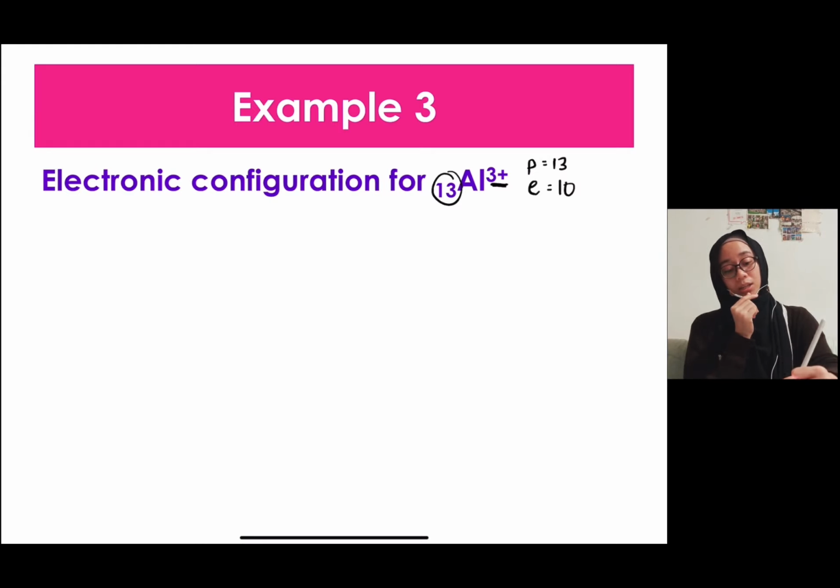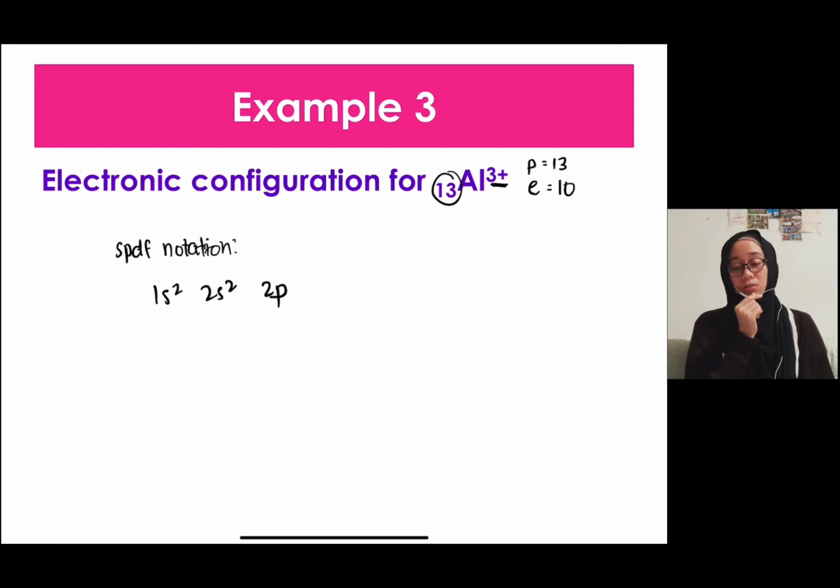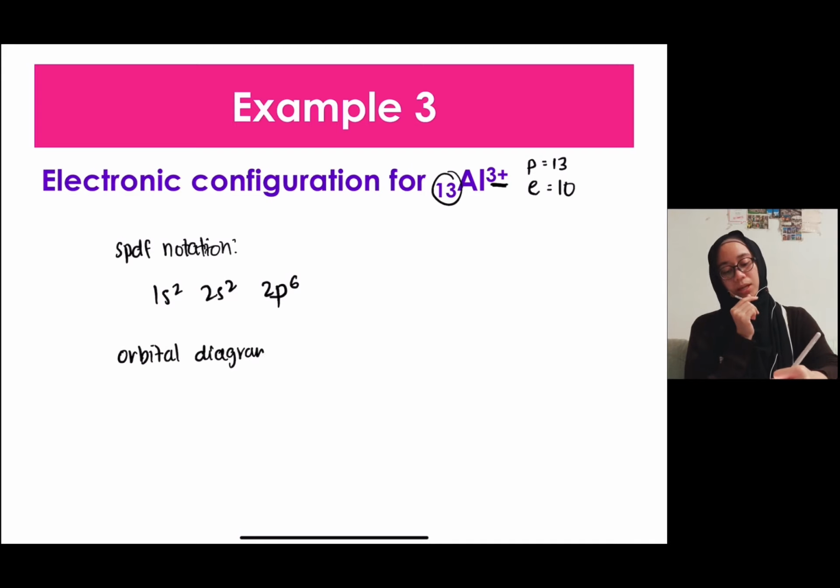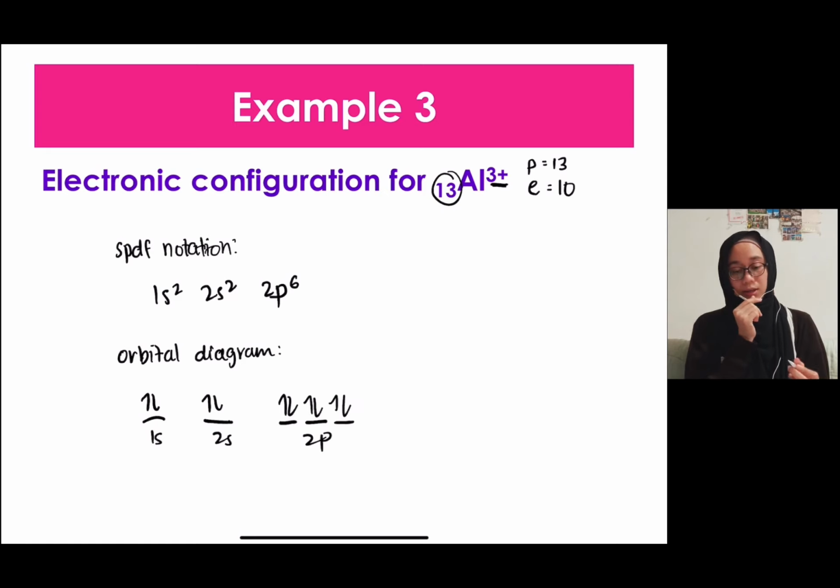Okay, jadi now your SPDF notation, okay, so now we are left with another 6 electron. So dalam 2p kita boleh isi 6 kan? So dapatlah 1s2, 2s2, 2p6. So from here kita just lukis dia punya orbital diagram. Settle dah, okay? So kita pergi kepada example 3.